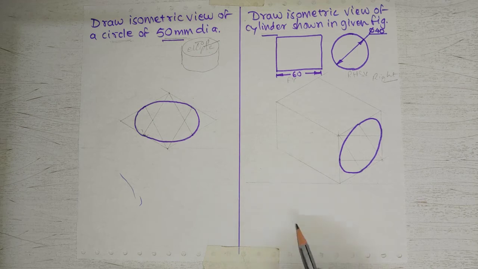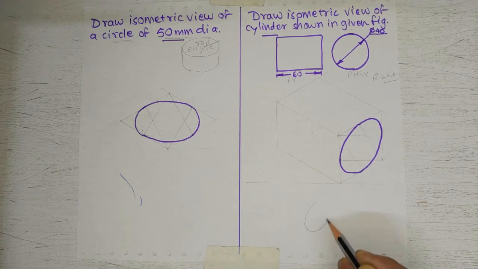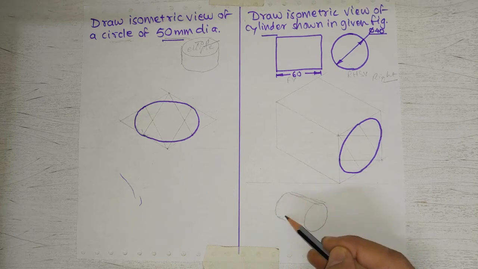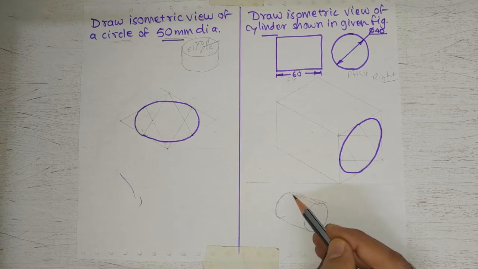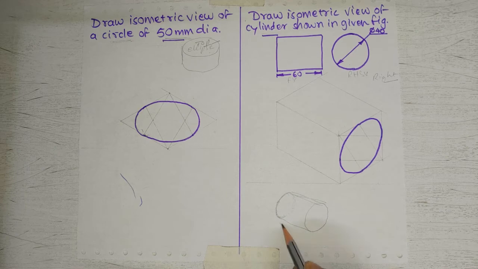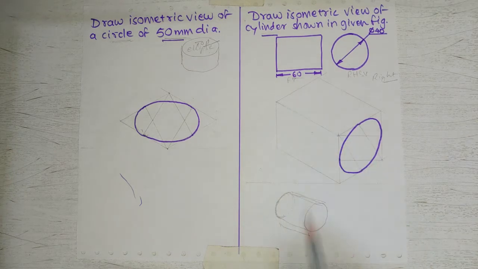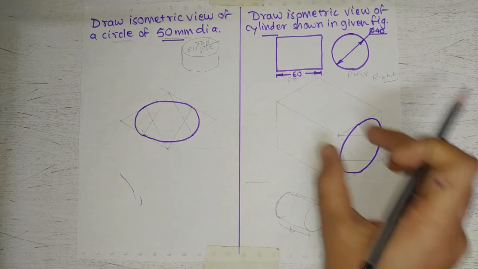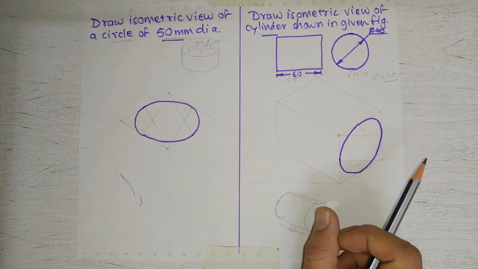Now if we look at the rough sketch of a 3D representation, rather isometric representation of a cylinder, then we can see that at the back side also we have a circle. That means isometric circle, right? So some portion will remain hidden, so we will not draw it, and that circle is at 60 mm distance from the front circle. So in this case we have to draw one more circle at 60 mm distance.